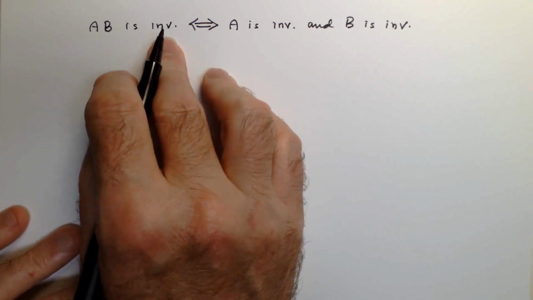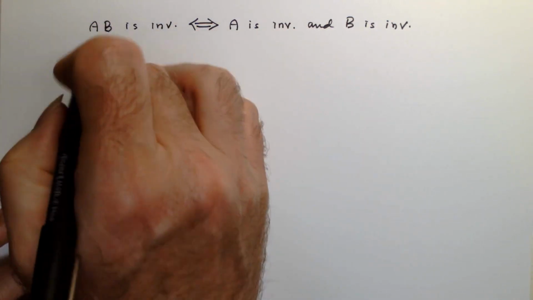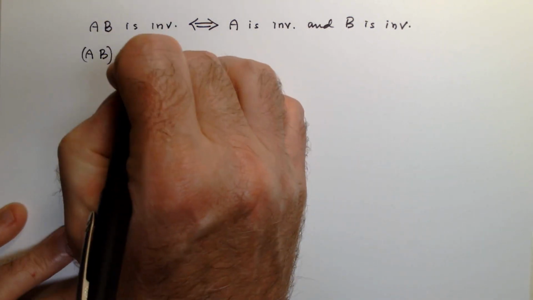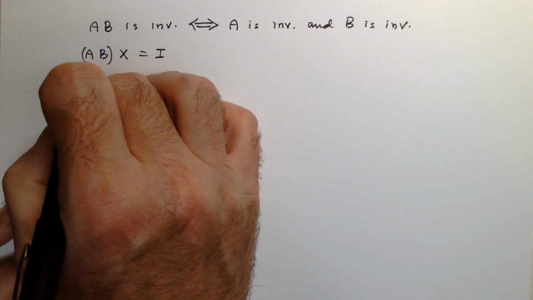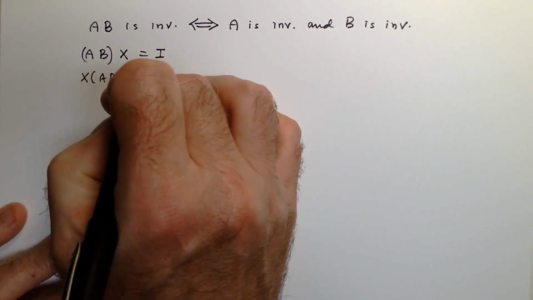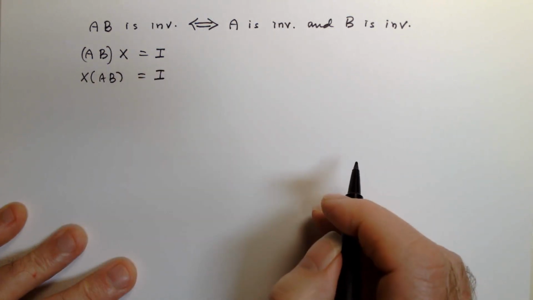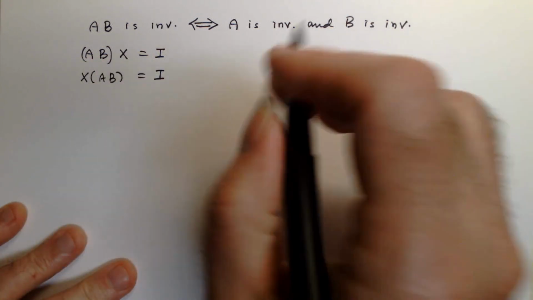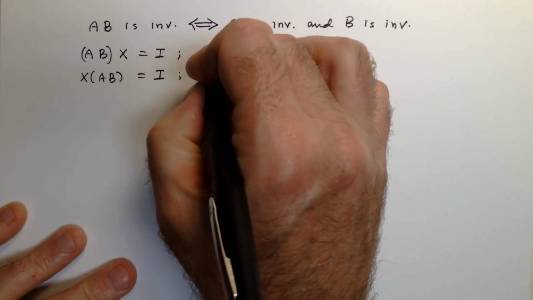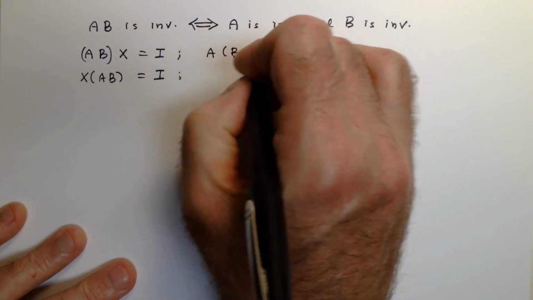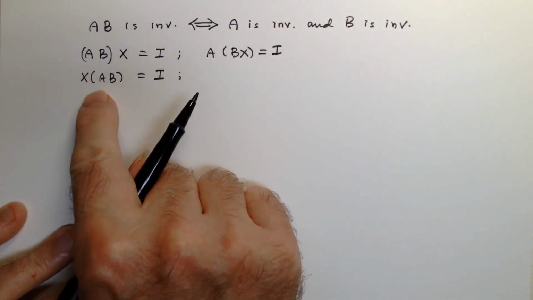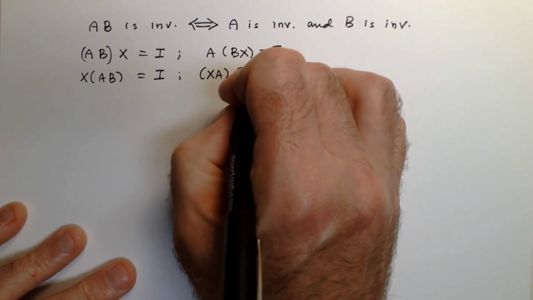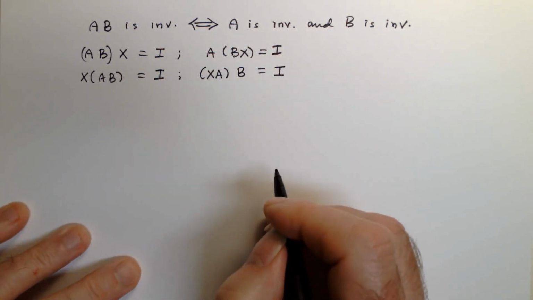So let's assume that A times B is invertible. What does that mean? It means there's a matrix X that multiplies A times B on the right to produce the identity, and it also multiplies A times B on the left to produce the identity. Now, by association, I can rewrite this product as A times BX equals the identity. And by association, I can write this as XA times B is equal to the identity.